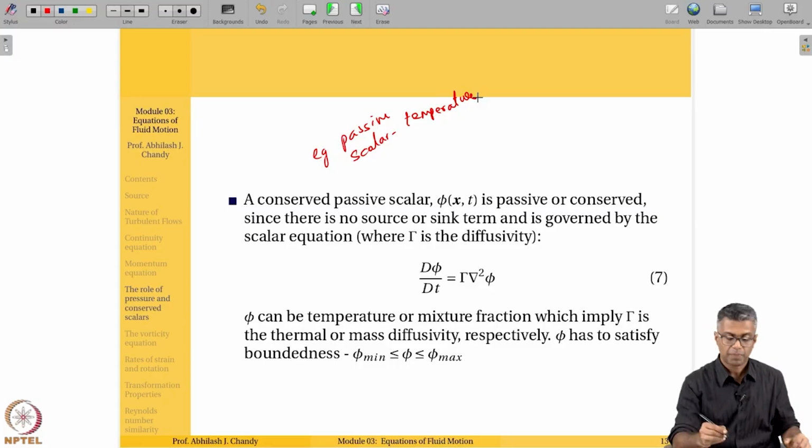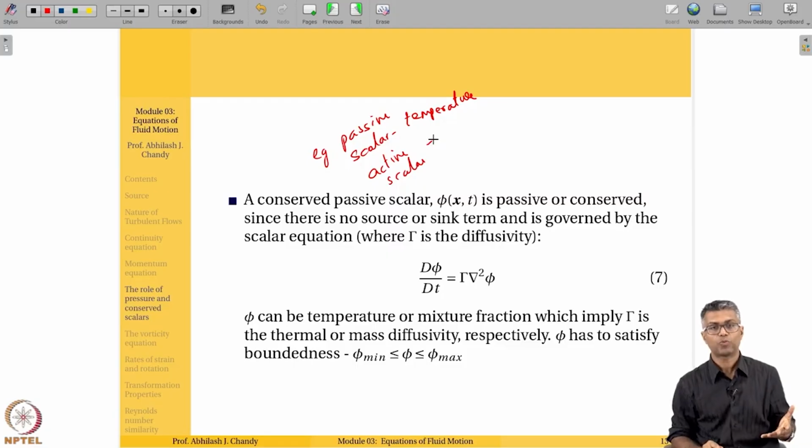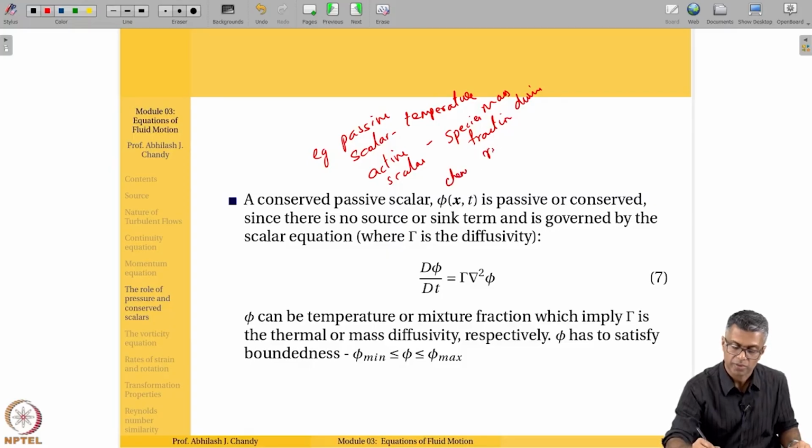Now what is the other type? Let's say you have an active scalar. An active scalar would be, say, species mass fraction during reactions, chemical reactions.